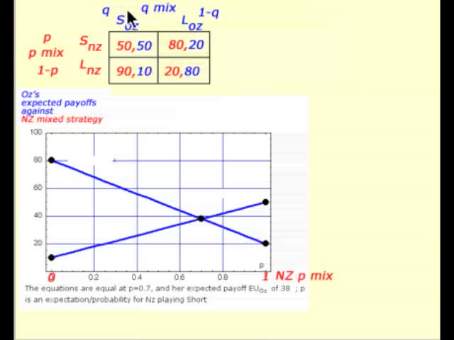Okay, so we have Q and 1 minus Q, and simultaneously the Q is New Zealand's belief about what Australia is going to do, and Australia's action, which is trying to make it uncertain for New Zealand. So the Q's and the P's are the element of surprise in this game. Okay, they're both actions and beliefs.